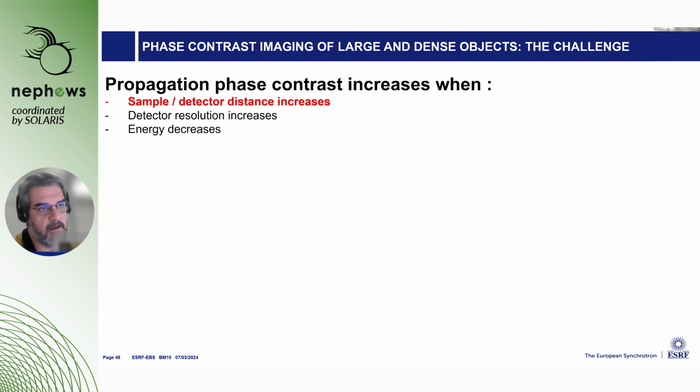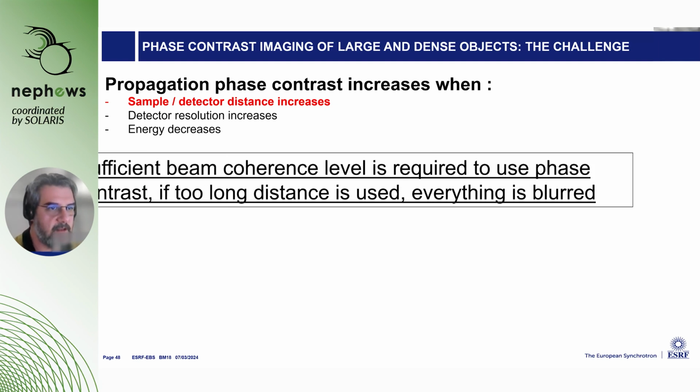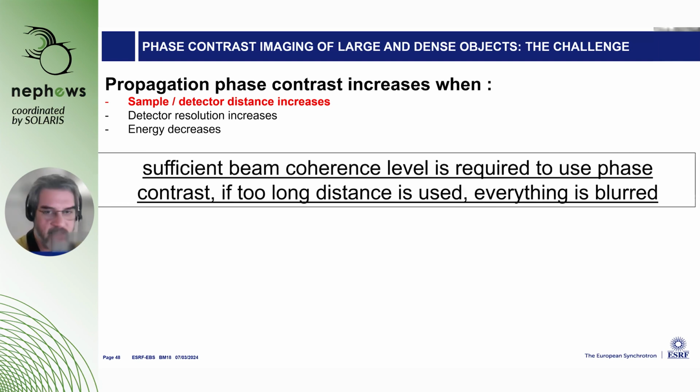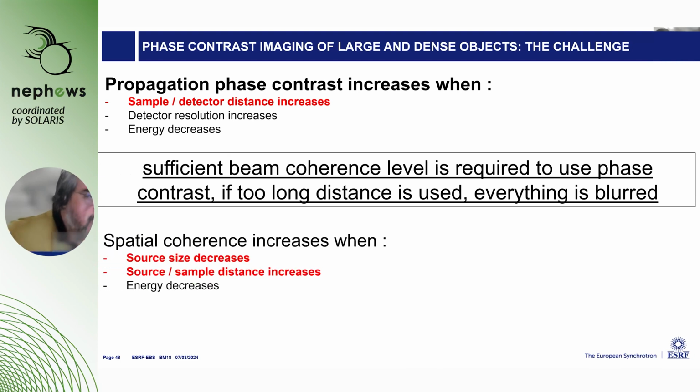You cannot increase the resolution of the detector because you would lose field of view. So you have to increase the distance between the sample and the detector. But for that, you need to have enough coherence in your beam. If the coherence level is not enough, and you increase the propagation distance, what you have is blurring instead of stronger contrast. So it means you are losing the contrast instead of increasing it. So the way to do that is you have to increase the coherence. And to increase the coherence, you need to have a smaller source size.